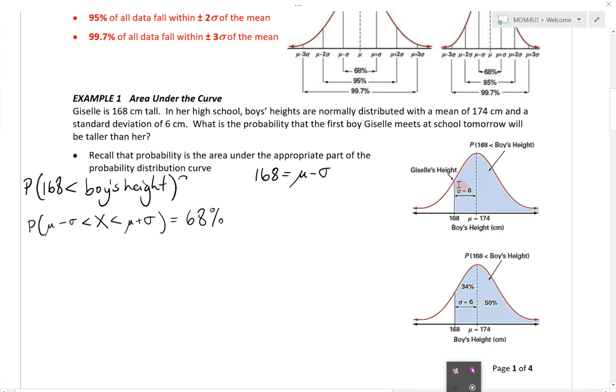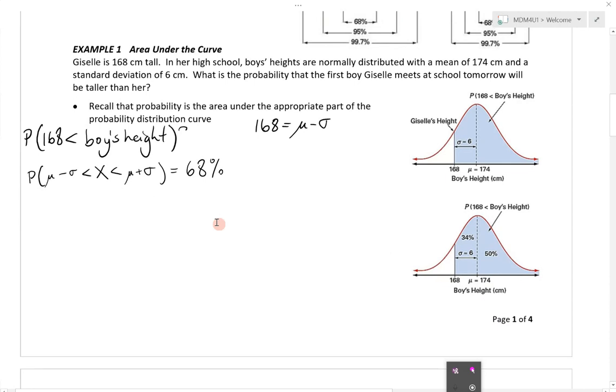Okay, and this is true for any normally distributed graph, because this normal distribution is standardized. So it doesn't matter that we're dealing with boys' heights here or weights or whatever. If it's modeled by a normal distribution, then as long as you are within 1 sigma below or above the mean value, 68% of all your data will fall within that. Or you could say the probability that the boy's height is between 168 and the upper end, which would be 180, is 68%. Okay, so we're going to use this little fact to help us solve this problem, the probability that Giselle's height is less than the boy's height.